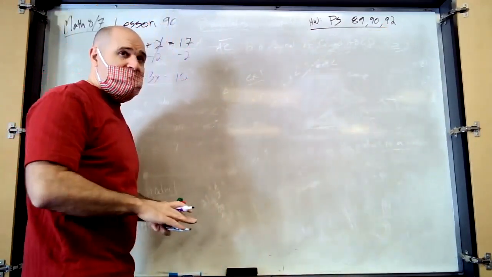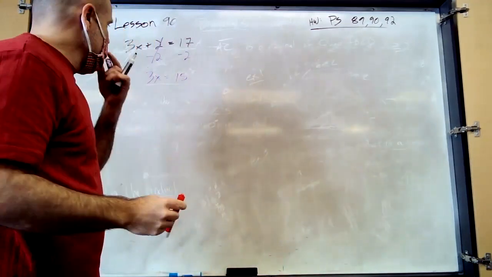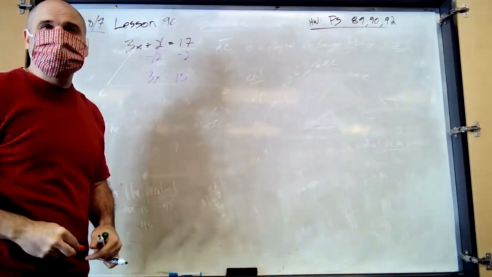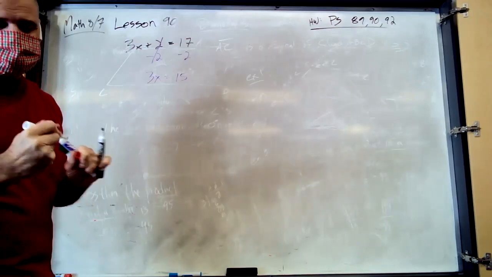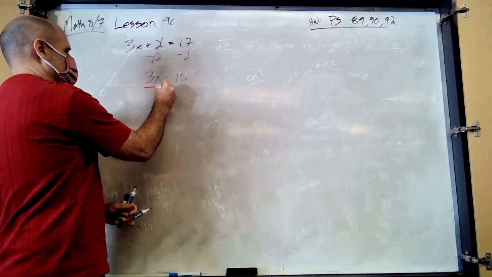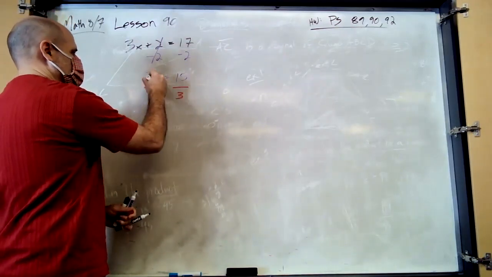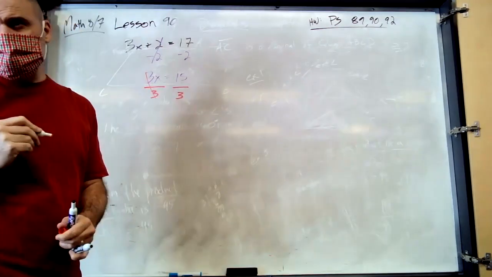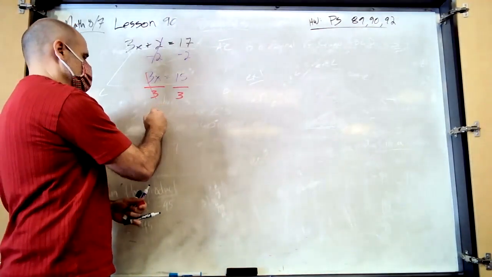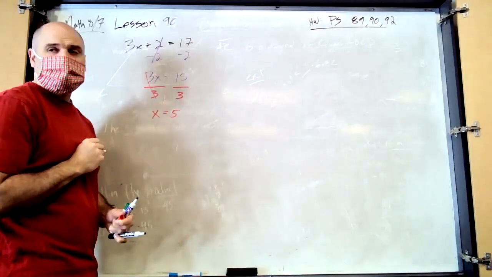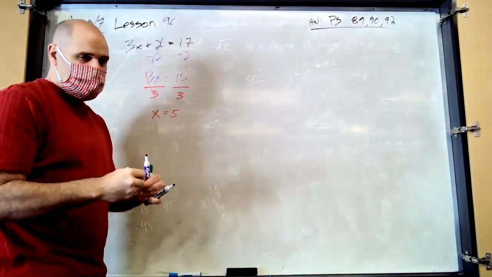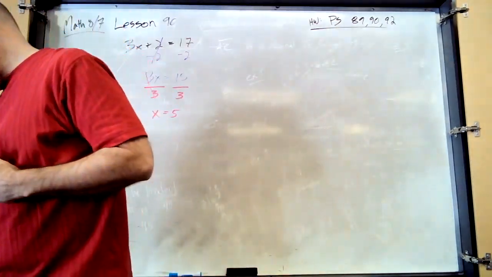You could probably figure it out right now, but what do you do next? How do you get rid of the 3 that's being multiplied by x? You do 15 divided by 3 equals x. So you do both sides divide by 3. So x equals 5, right? Okay, so we do the same thing with fractions and stuff like that too.